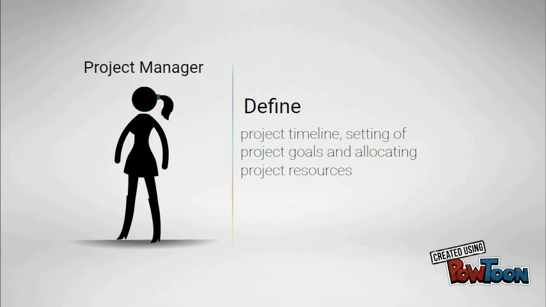Defining what is needed is the first step toward establishing a project timeline, setting project goals and allocating project resources. These steps will help you to define the work that needs to be done, or in other words, define the scope of the project. Once this is defined, you'll be able to allocate tasks and give your team the direction they need to deliver the project on time and on budget.